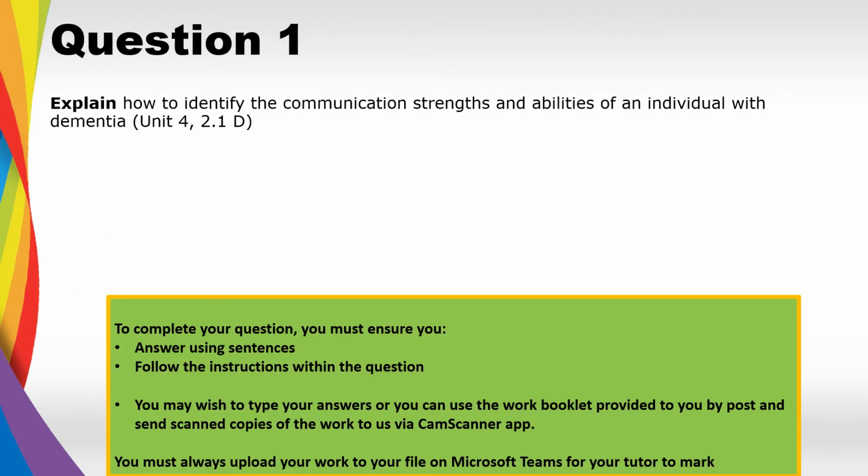Question number 1 is asking you to explain how to identify the communication strengths and abilities of an individual with dementia. Think about the last slide and also do some of your own research, and then ensure you put it into your own words.